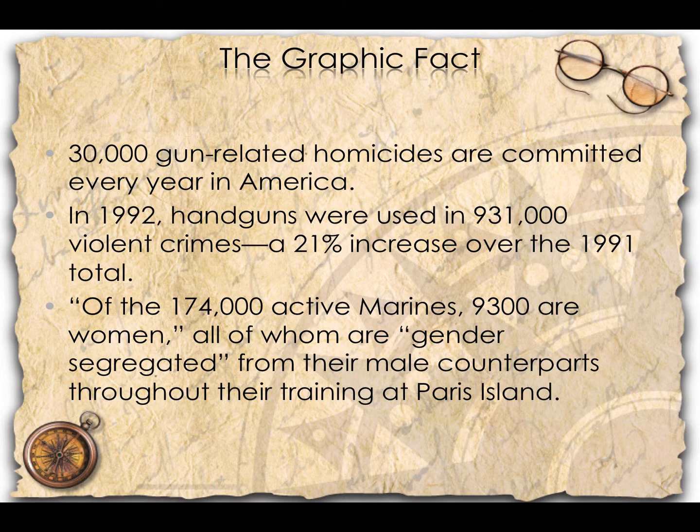If you're writing a paper, say, on should private ownership of handguns or semi-automatic weapons be outlawed, you might begin with the following fact: 30,000 gun-related homicides are committed every year in America. Or this fact: in 1992, handguns were used in 931,000 violent crimes, a 21% increase over the 1991 total. Say you're writing on the subject, should women be allowed in combat, you could begin with the following fact: of the 174,000 active Marines, 9,300 are women, all of whom are gender segregated from their male counterparts throughout their training at Parris Island.